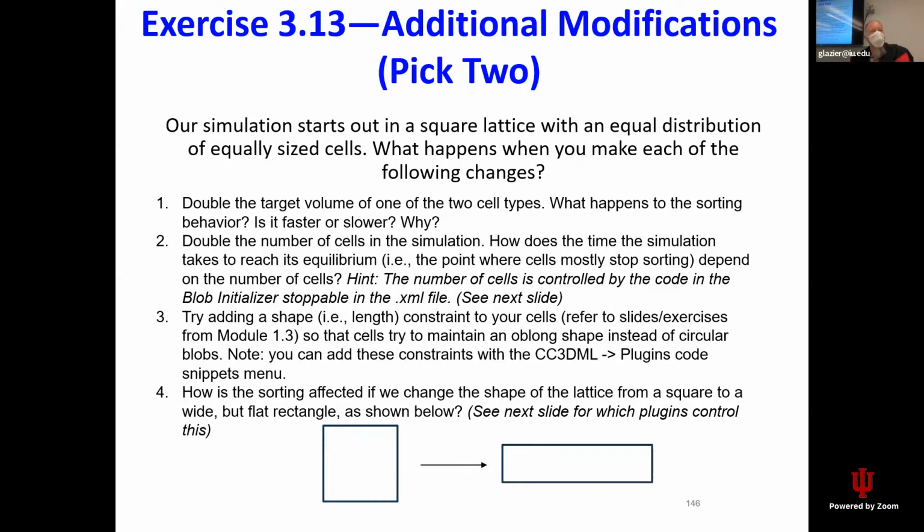So did anybody see what happened if you change the target volume of one of the cell types? What happened? Anybody have that result they want to show? So these are some other games one could play. It's actually rather interesting. If the cells aren't round, the way they sort is rather different. If the additional configuration is different, the way they sort is different.